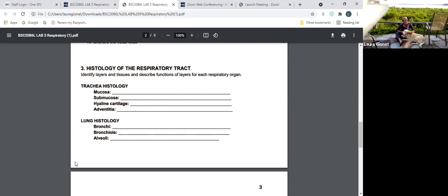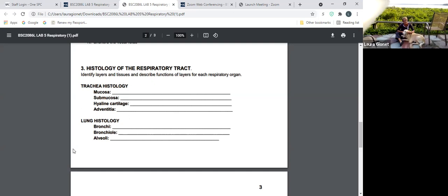The bronchi is virtually identical histologically to a trachea. It just doesn't have much of a submucosa, and it doesn't really have an outer connective tissue layer per se, because it's actually within the lung tissue itself. When we're looking at the slides of the trachea, we have these four layers: the mucosa, submucosa, hyaline cartilage, and adventitia.